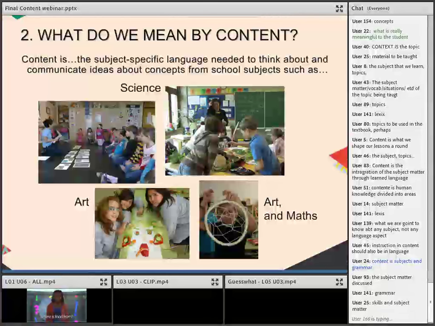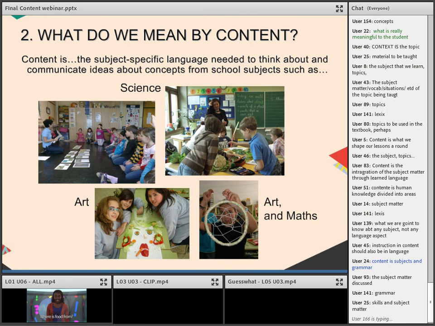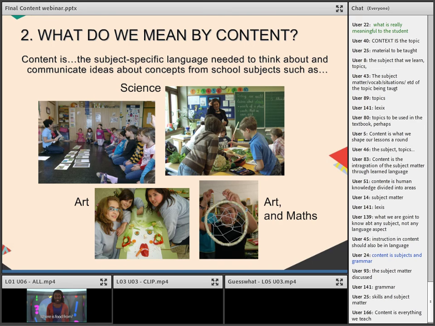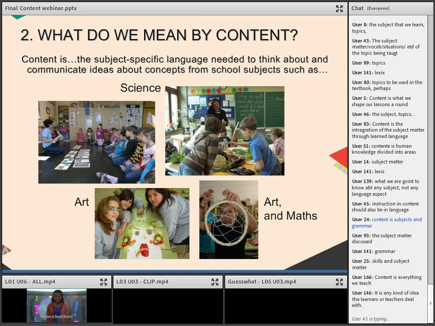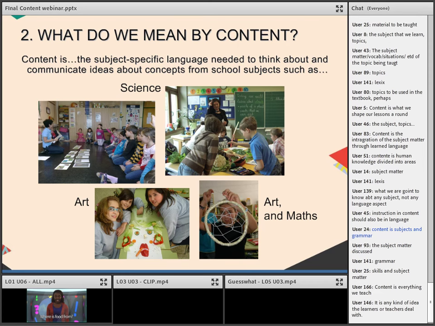So yes, content is subject-specific language needed to think about and communicate ideas about concepts from school subjects. For examples, subjects such as science and art. Look at what's happening in these four content language classrooms in Europe. In the top two photographs, you can see Austrian pupils learning about science content. On the left, the topic is how spring flowers grow, and on the right, the topic is edible plant parts. You can see the children there very involved in examining plants.